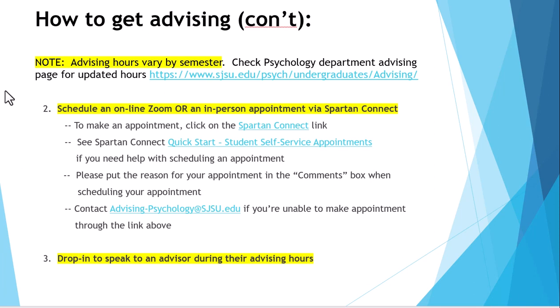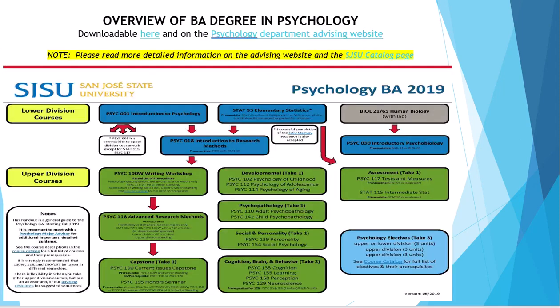Okay, so I think that's the end of our presentation. I hope you found the information useful and hopefully I answered many questions that you might have had about our major in psychology and earning a bachelor's in psychology. Again, here's the overview of the degree for your reference. You can find it also on the advising website should you want to download it for your own use.